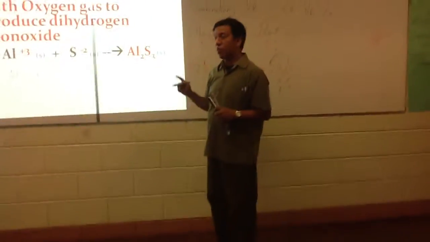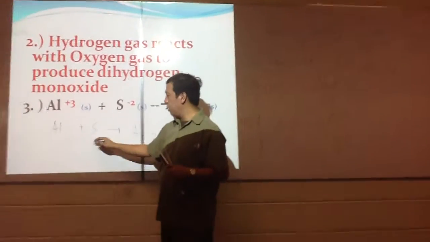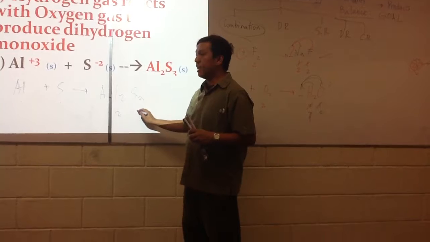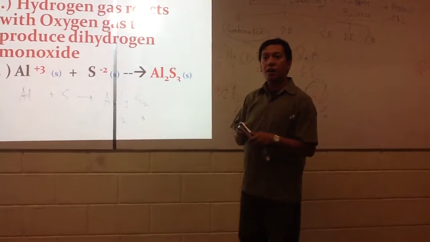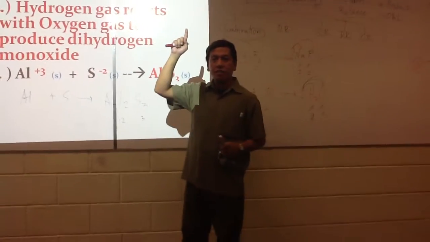So let's try to balance the equation. How many aluminum do we have here? 1. How many sulfur? 1. How many aluminum? 2. How many sulfur? That's basically 3. There's something wrong with aluminum and sulfur, correct? Alright, John, how would you be able to balance? This is 2. What do we need to do, John?